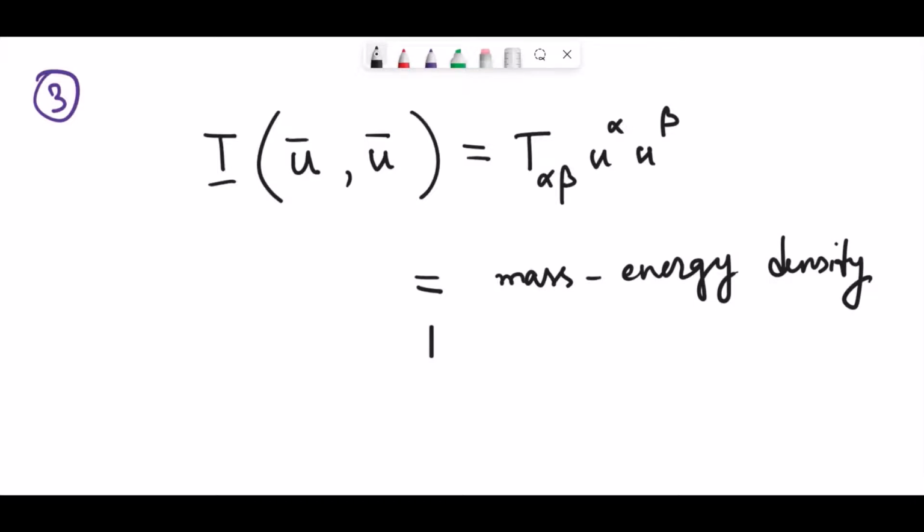Of course, mass energy density means mass and energy content per unit volume, but we know that density is not a geometric object. It is observer dependent, and so this is mass energy density with respect to our observer, whose full velocity is u. So with respect to the u observer. This was very straightforward. Let's go on to point number 4, which is going to be the last one.